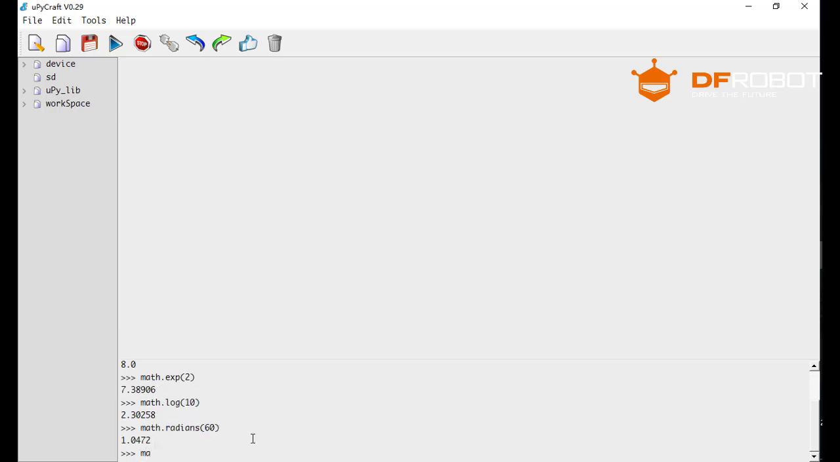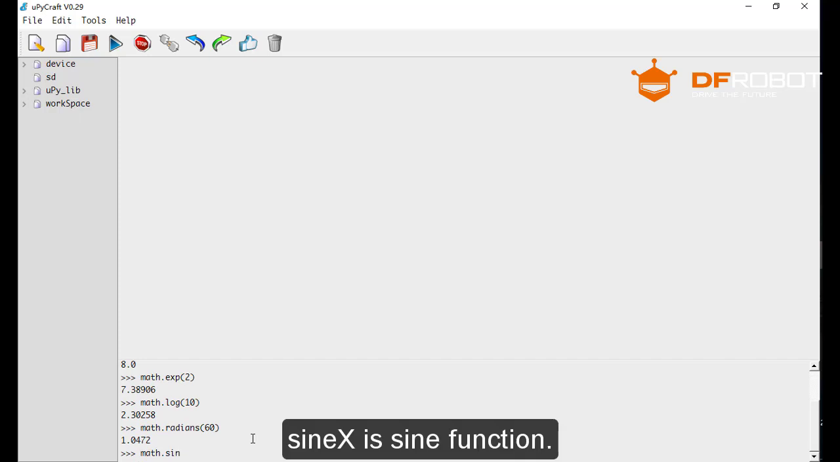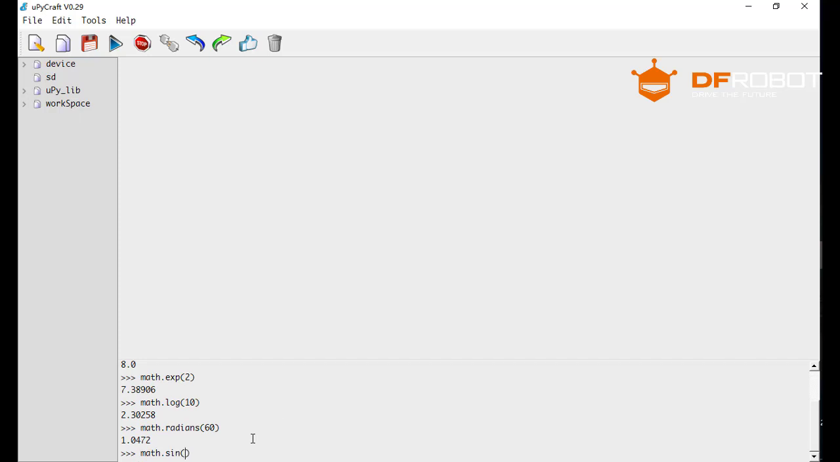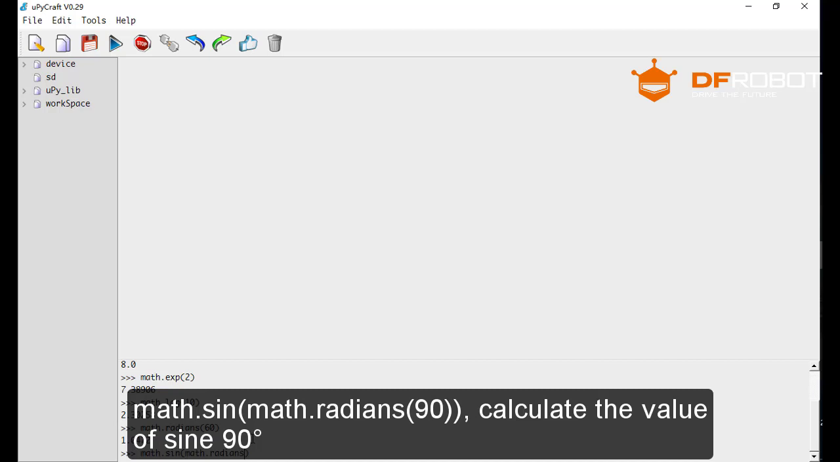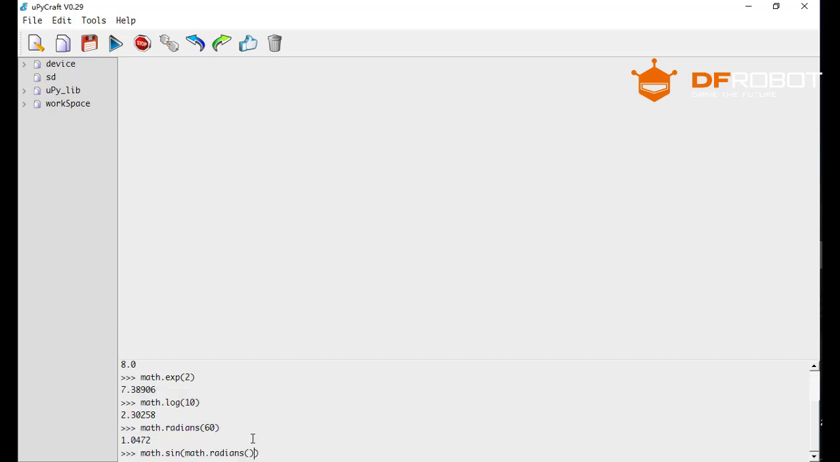sin(x) is the sine function. math.sin(math.radians(90)). Calculate the value of the sine of 90 degrees.